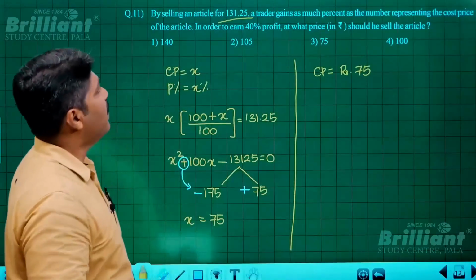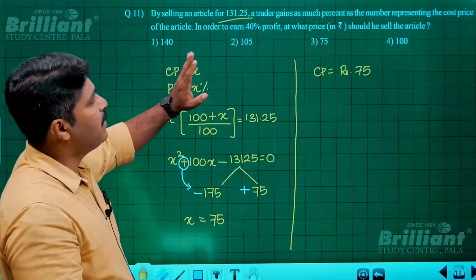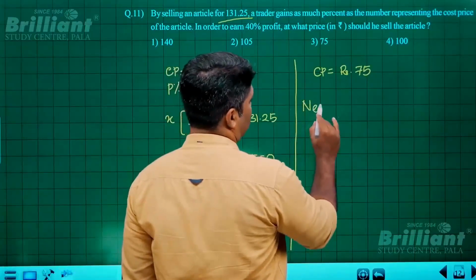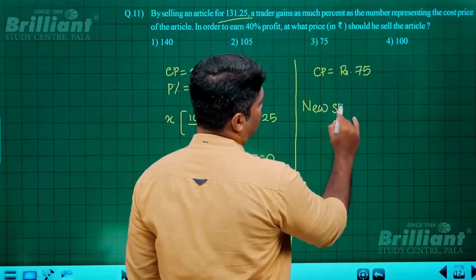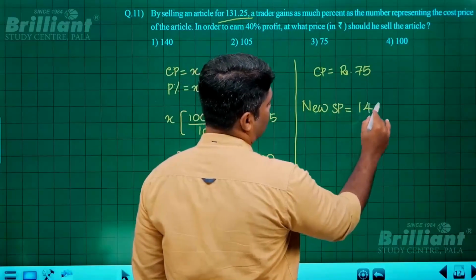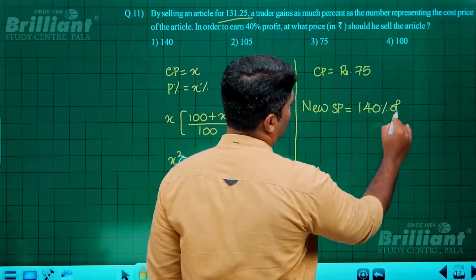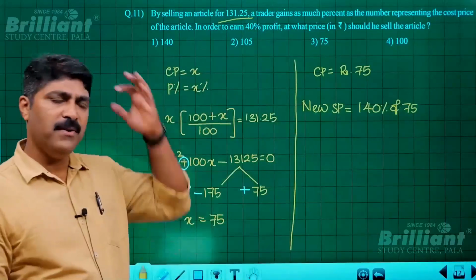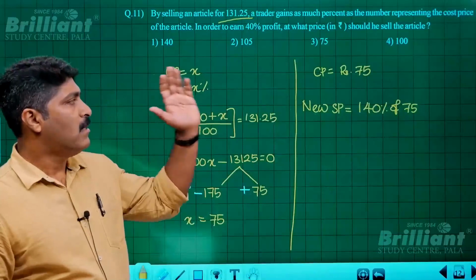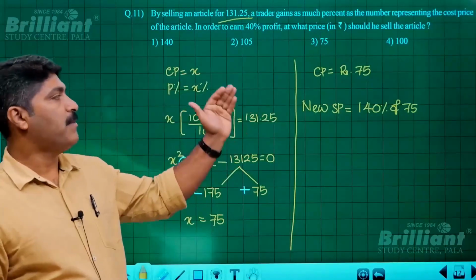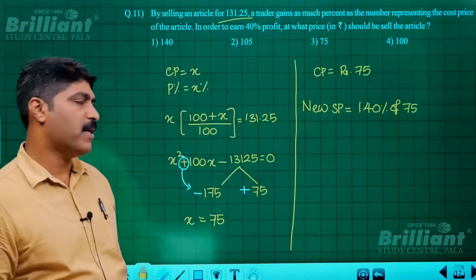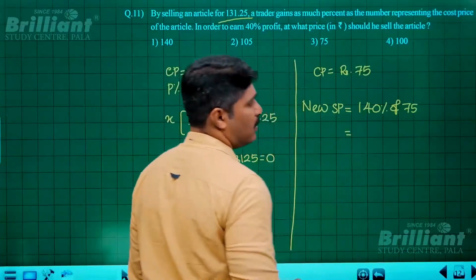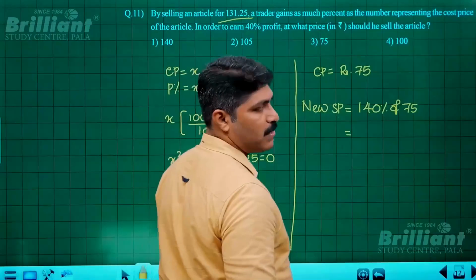So then we need to find out, in order to earn 40% profit, what should be the selling price? So the new selling price. We have to make a profit of 40%, therefore that is 140% of 75. Or you can simply find 75 plus 40% of 75. Like that also we can find out. So this is 140% of 75. We just find out what is 140% of 75.